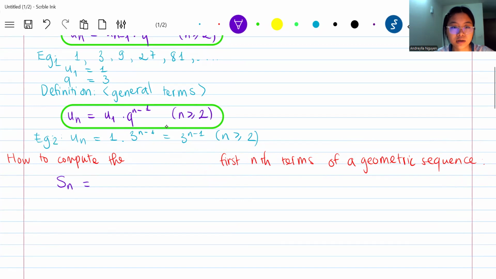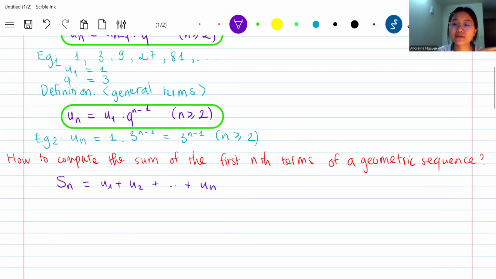The question is how to compute the sum of the first n terms of a geometric sequence. Explicitly, Sn equals u1 plus u2 plus ... plus un.